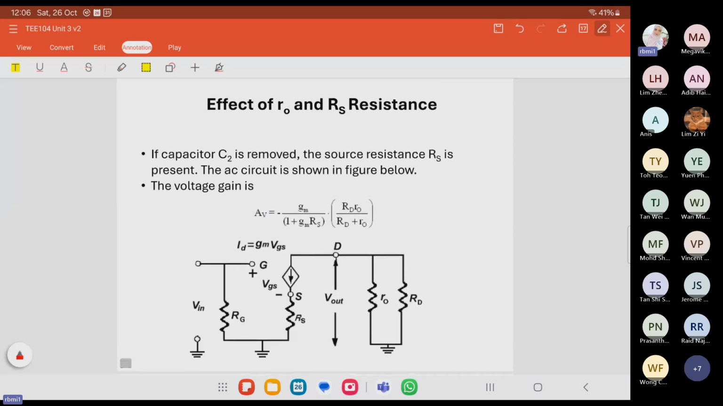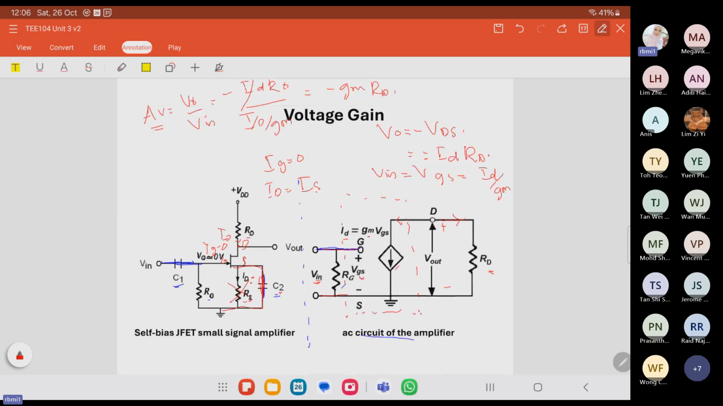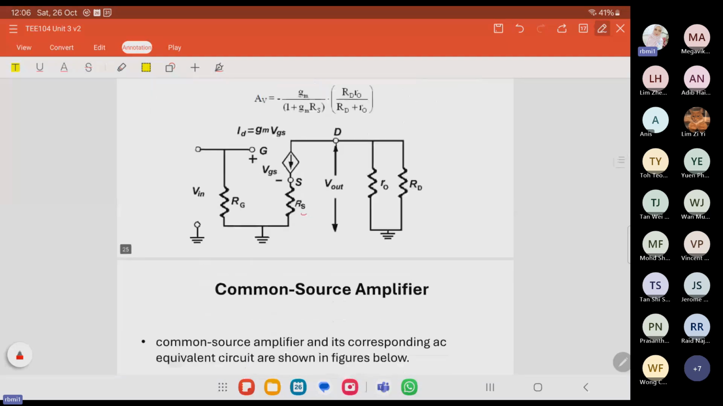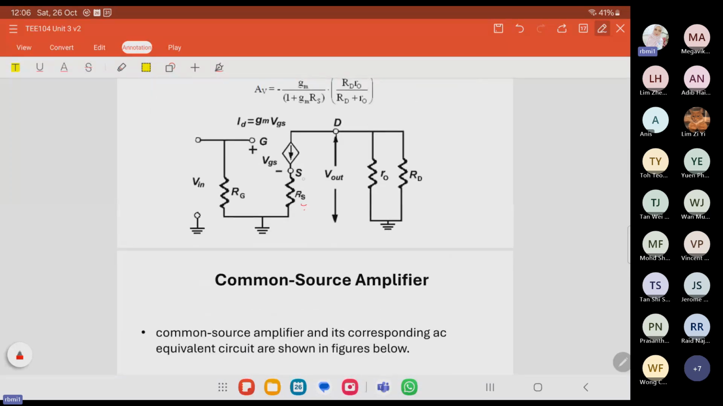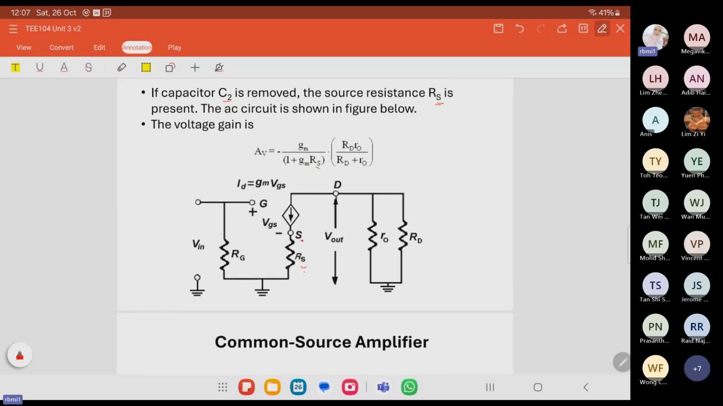Okay, this is if we have the R naught and RS resistance. When we remove the C2, the source resistance RS appears. Where is the location? Here. If there is no C2 here, RS will straight away appear in the AC equivalent circuit. It sits at the bottom, connected from the source. So this will be the expression of the voltage gain if we have RS in the circuit.